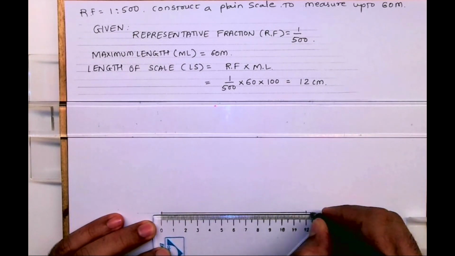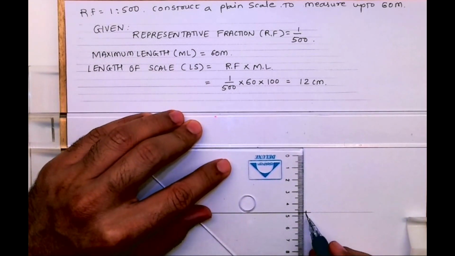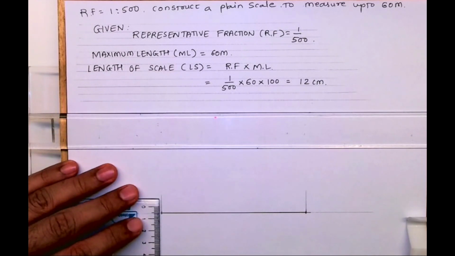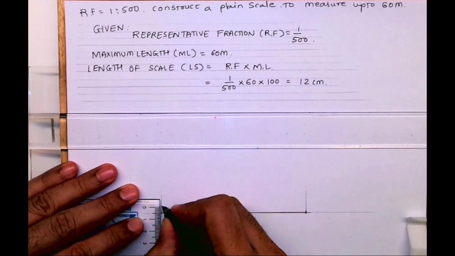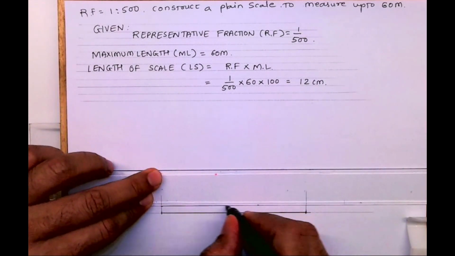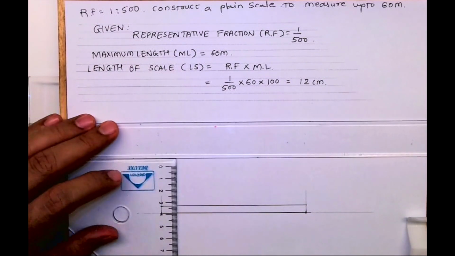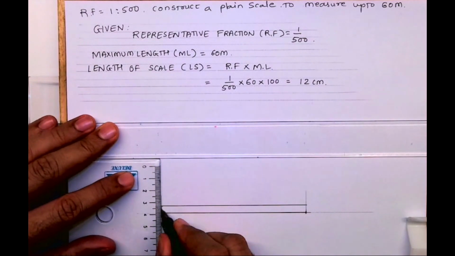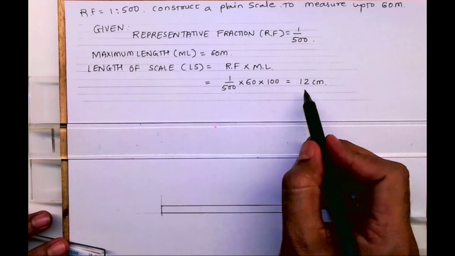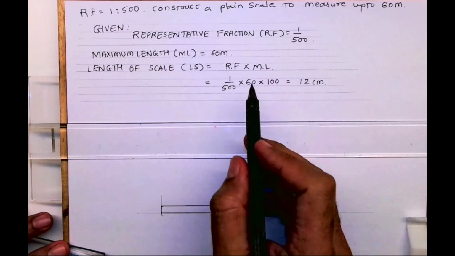So this is actually how much? 60 meter. And we'll take height 5 millimeter. And we'll draw this line. So 60 meter is right now I'm drawing as 12 centimeter.